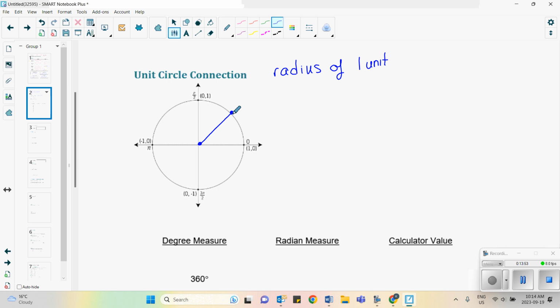How come that's 1? A radius is going to be the same distance from the center. The radius is going to be 1 unit. Okay, you can leave that on there if you drew that line, but we're going to do some connections.